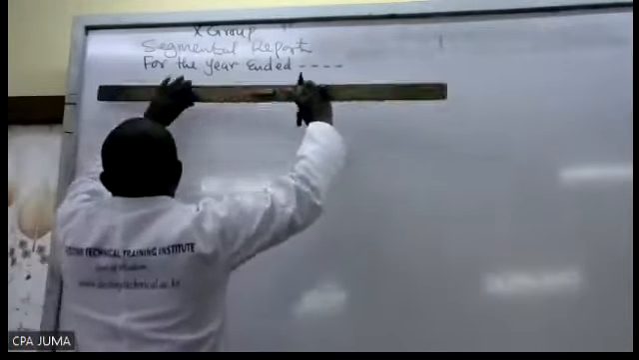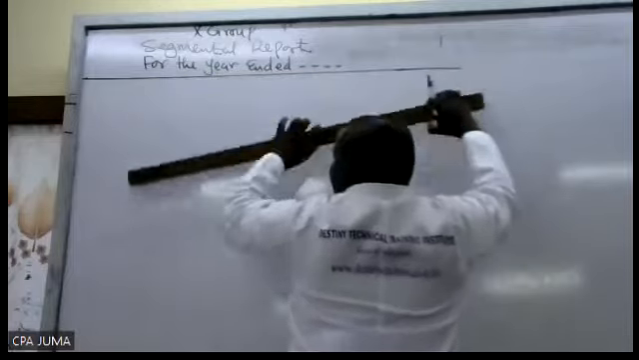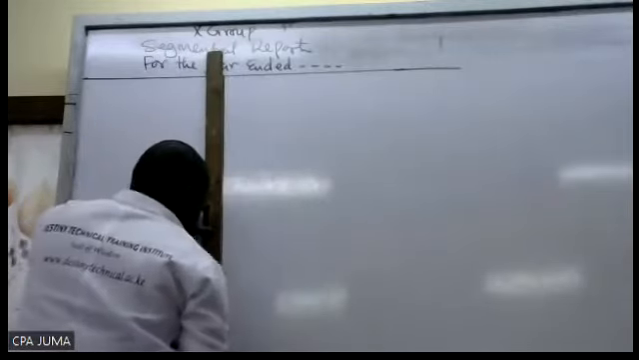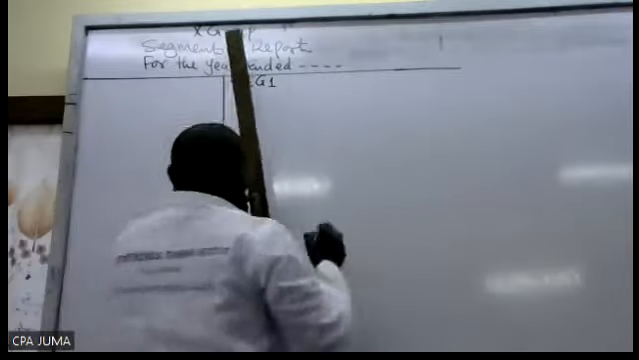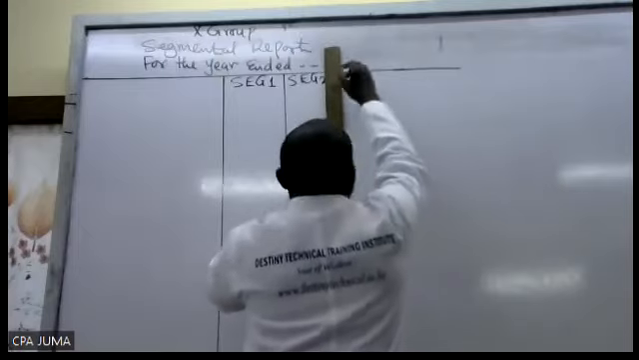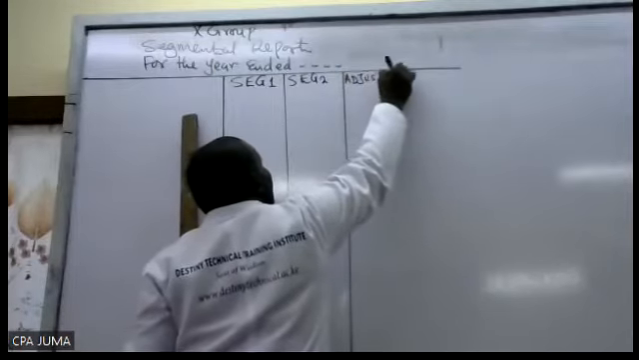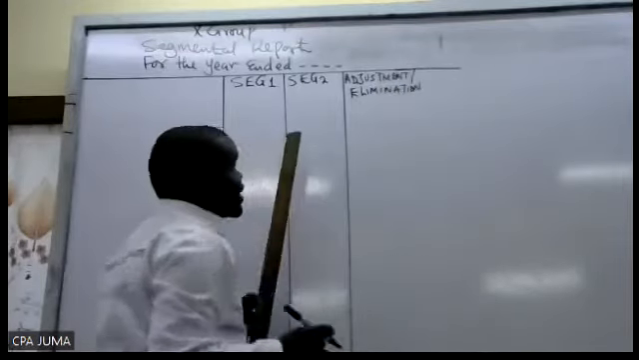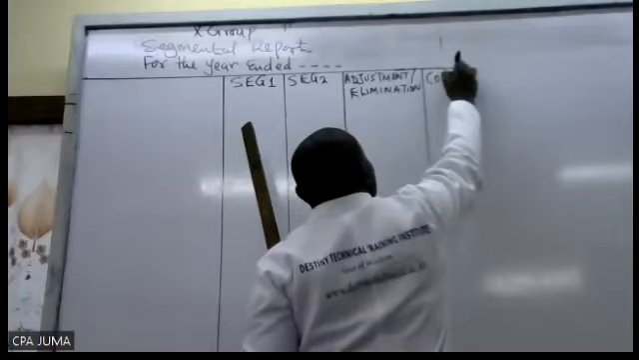So let's say now I want to assume that this company is having like two segments only. So I'll call this one segment one, and we have segment one and segment two. Then here you write adjustment from elimination, then you say here consolidated.